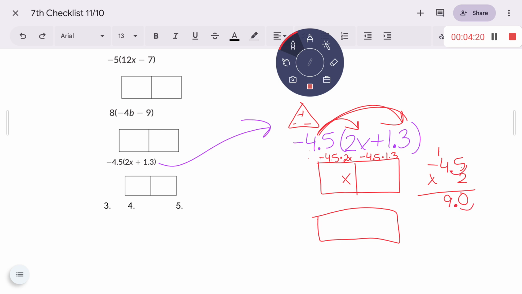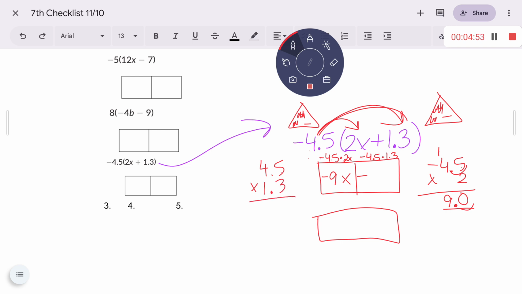But negative times positive is a negative, guys. Just those signs we have to remember. Now, you can put a 9 here or 9.0 either way. I like to make it easier on myself. On this one, I'll do my sign first. Negative times positive. Negative times positive is a negative. 4.5 times 1.3.